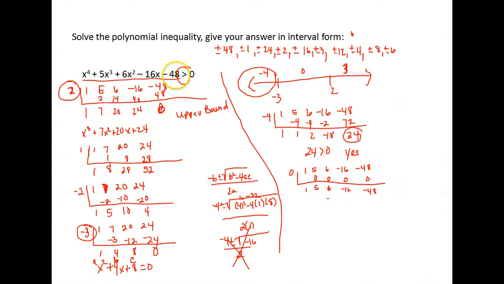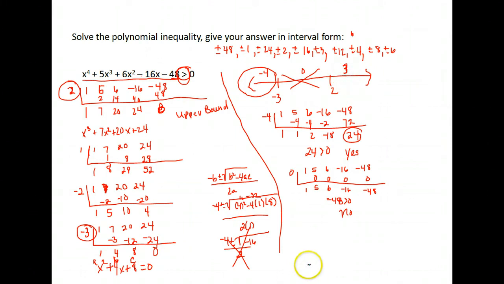So my question is, again, the answer I got here, if I were to put 0 in here, I would just get negative 48. Is negative 48 greater than 0? And hopefully you're saying that no, that's not the case. Since it's not, this entire section is not part of my answer. So my answer cannot be anything between negative 3 and 2.